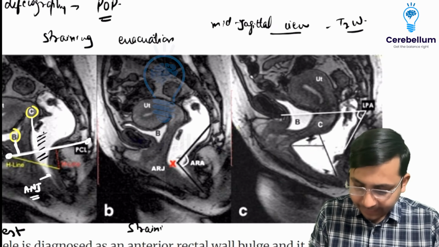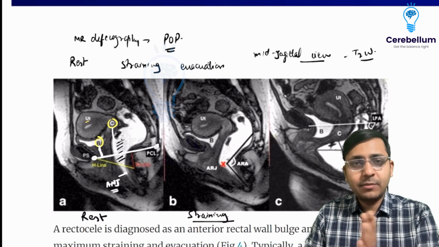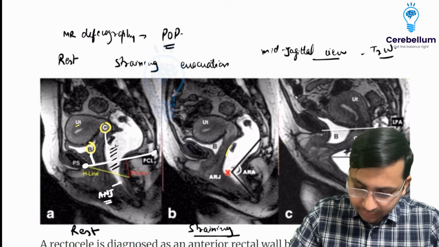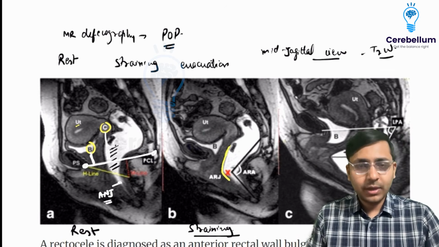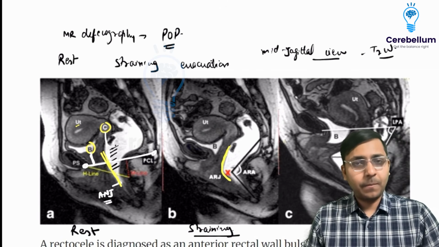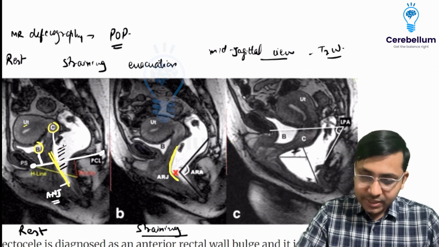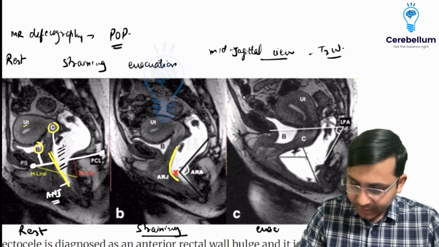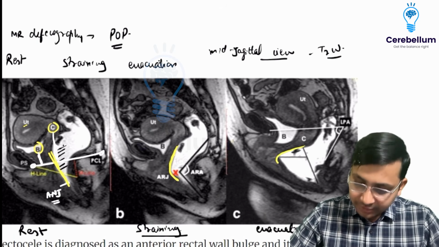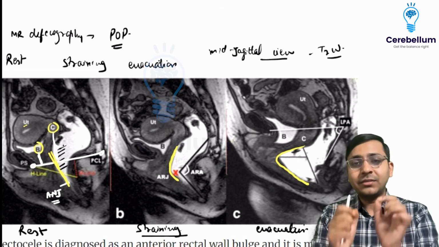Now, what we do when we ask the patient to strain, the second image is that of straining. Can you see, as compared to image A, in image B the rectum anterior wall is bulging now. Here the rectum anterior wall was straight. Here it is bulging now, right? And the next phase is evacuation. Again, you can see that the rectal anterior wall is bulging even further. So this is the bulge that we measure.